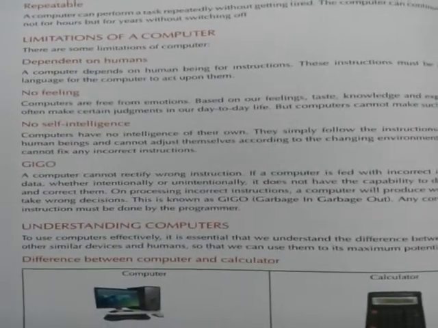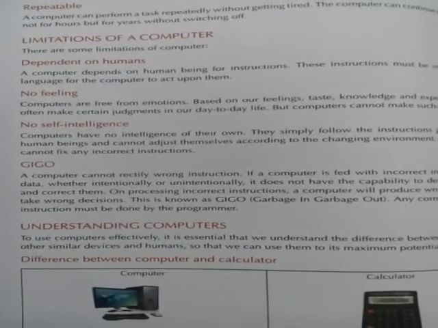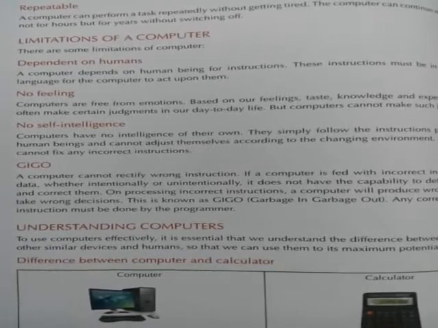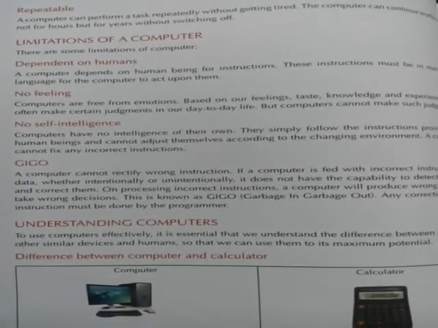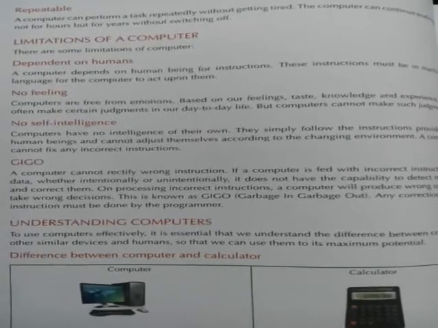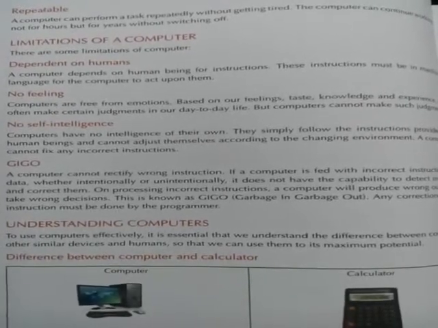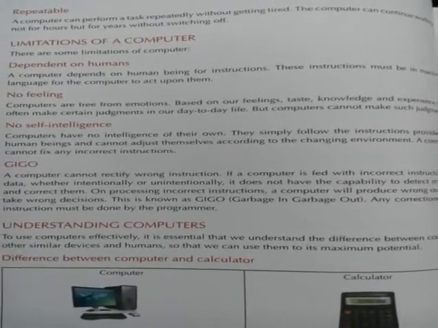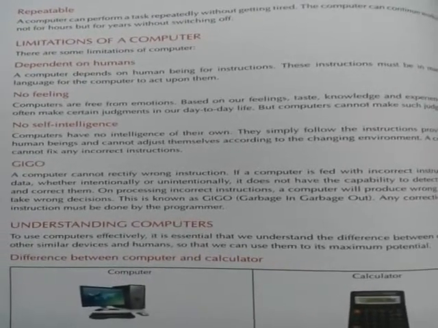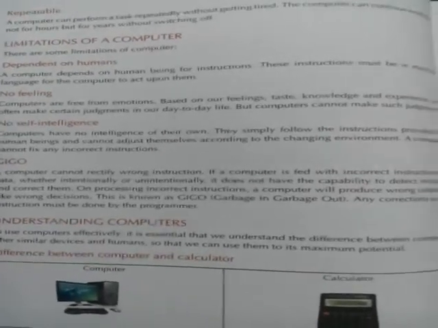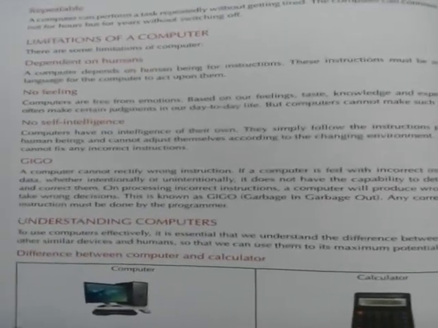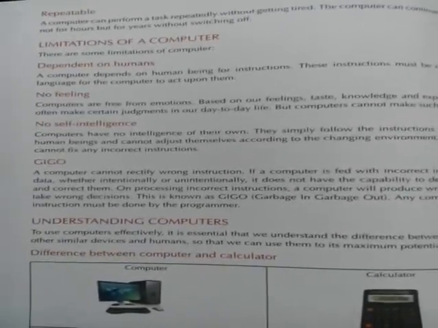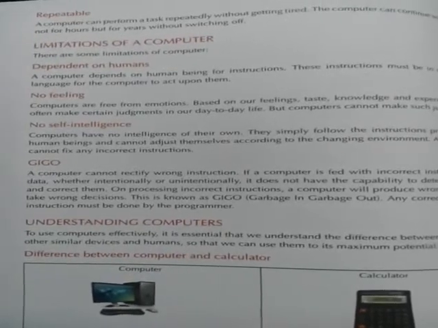Let us talk about limitations of computers. In limitations of computers, we have the drawbacks of computers. The first point is dependence on humans. Means a computer is dependent on human beings for instructions. A set of instructions or a set of input is given by the user through input devices like a keyboard or a mouse, and when the user gives the input, then the computer is going to perform all the operations. Without the human, it is not going to give us results.